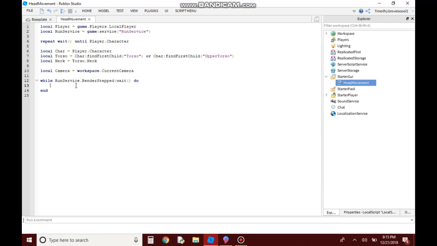So what we're going to want to do is get the camera's look vector, since that's the vector that we're going to be working off of. So we're going to do local look vector equals camera.CoordinateFrame.LookVector. Okay, now with this look vector, we're going to look at the trigonometry behind it. So let's get to that.